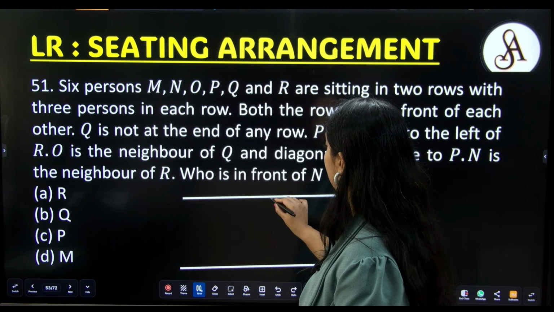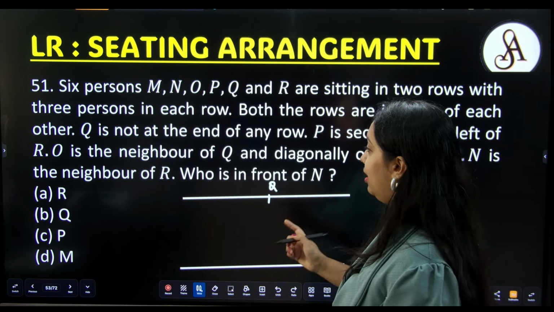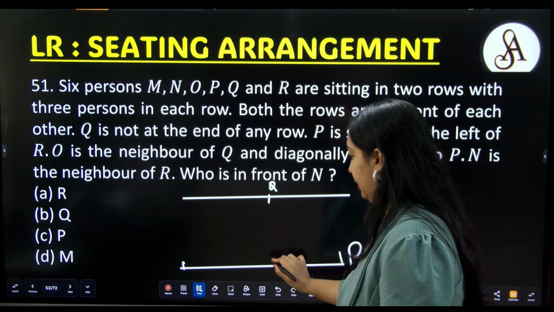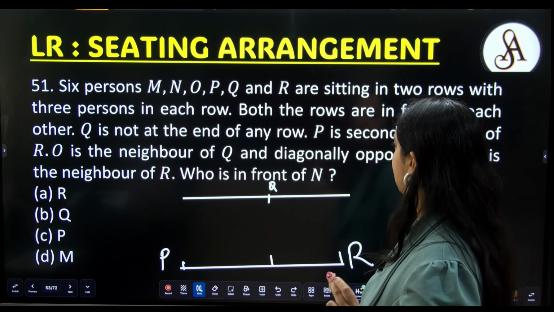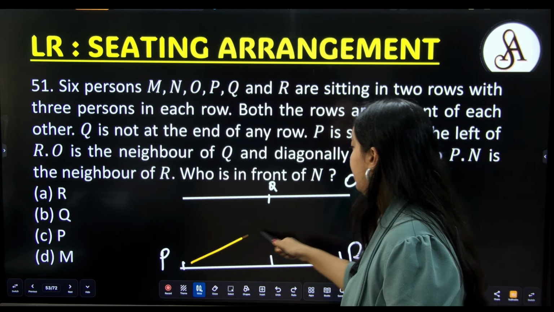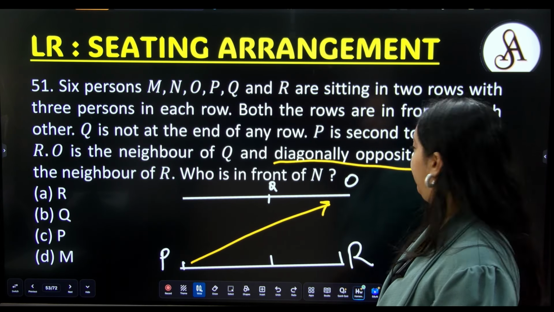Q is not in the middle of any row. We'll put Q is not in the end. P is second to the left of R. See, all of them are facing north. If I place R here, one person, Q is second to the left side of R. Next, O is neighbor of Q and diagonally opposite. This is the meaning of diagonally opposite. O is diagonally opposite to P.